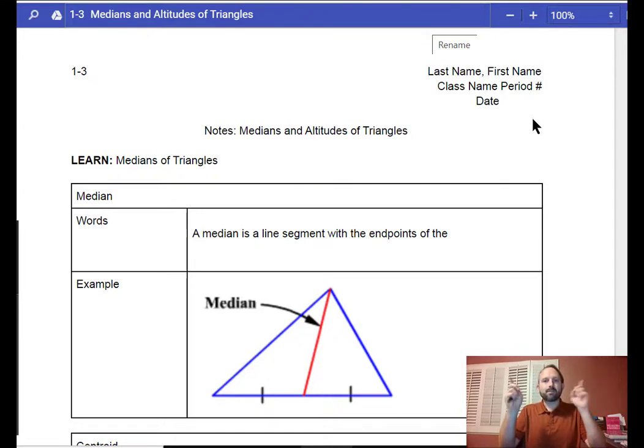Please make sure your name is in the top right hand corner. We're going to be dealing with medians and altitudes of triangles. So what is a median?